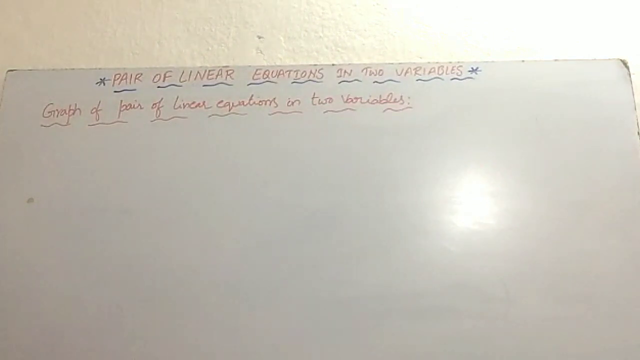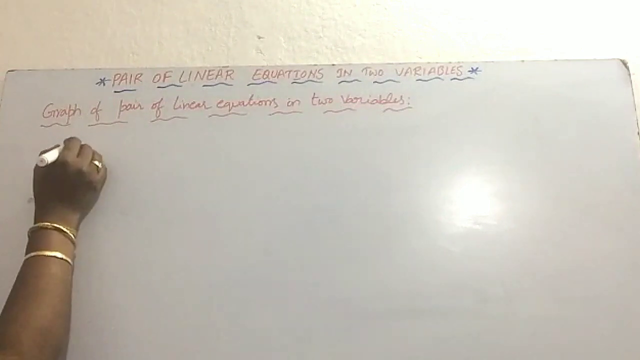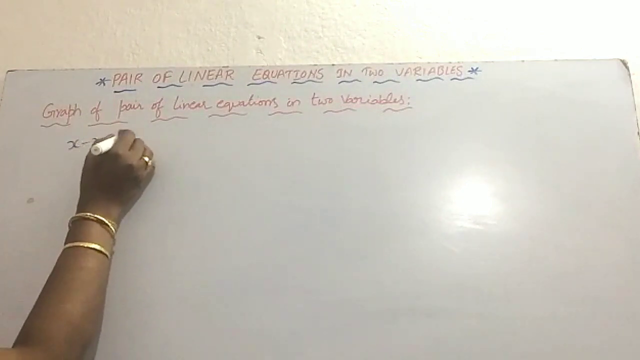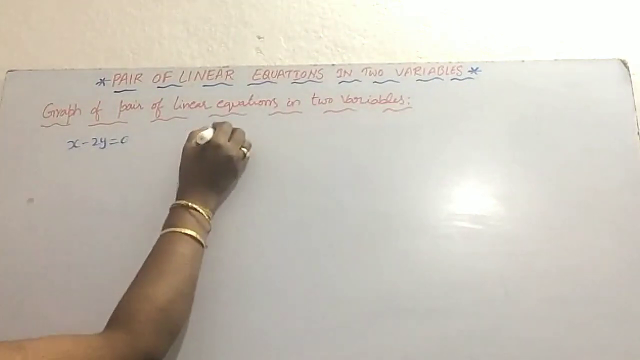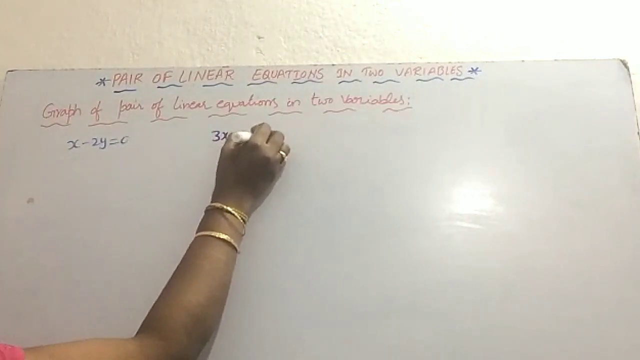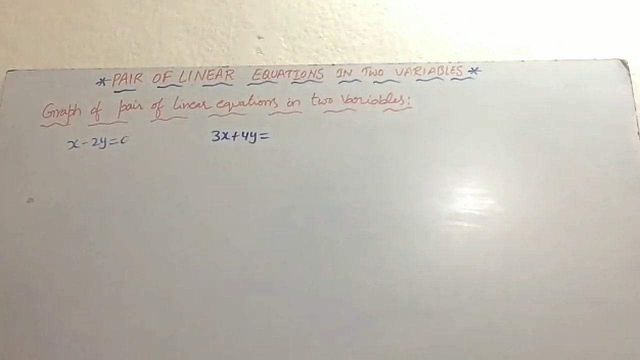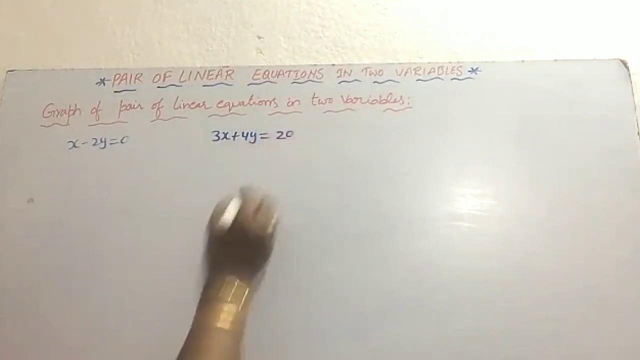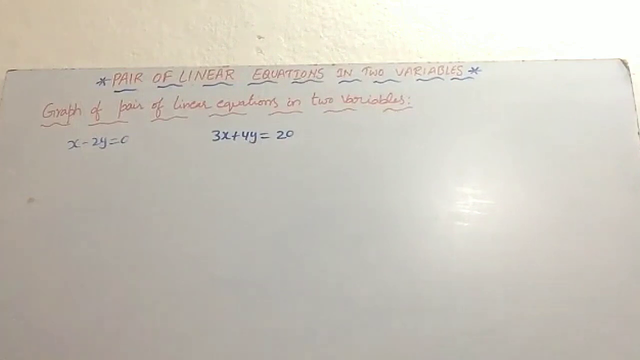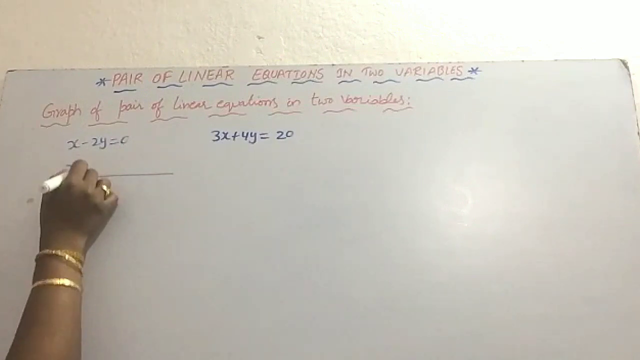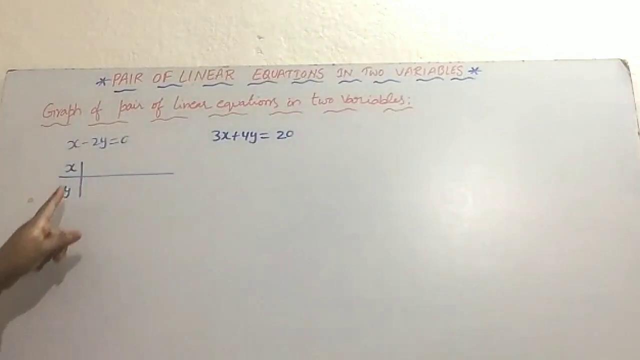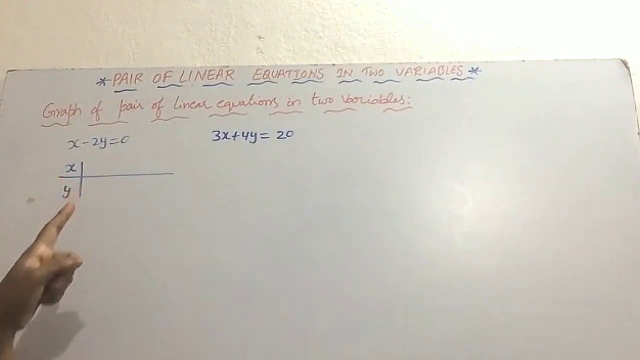So I will take an example. I will take two linear equations. The first one is x minus 2y is equal to 0, and the second one is 3x plus 4y is equal to 20. So now we will draw both of these linear equations on a graph. Putting some values of x, we will get the values of y.